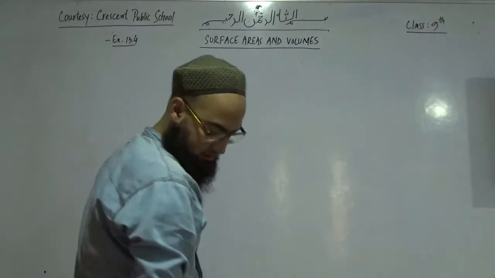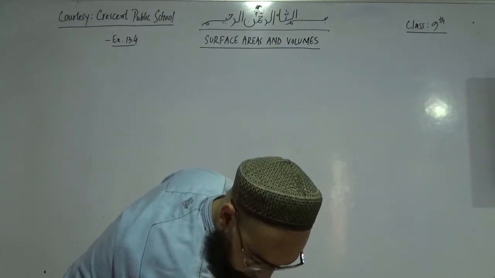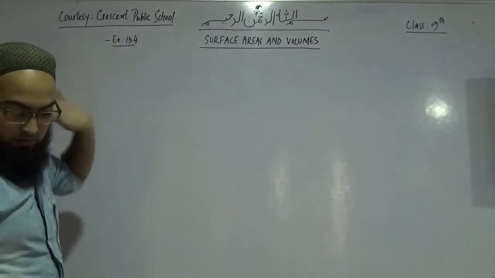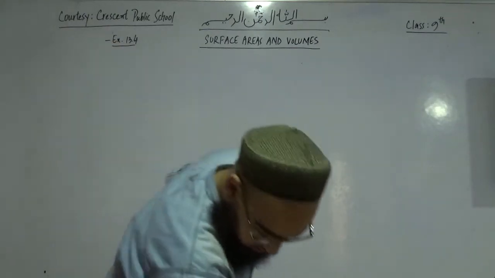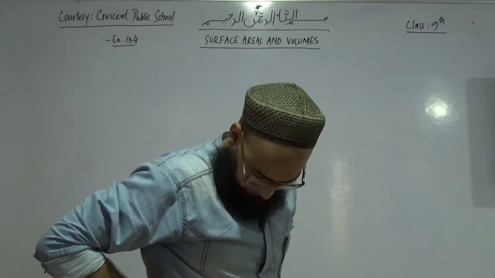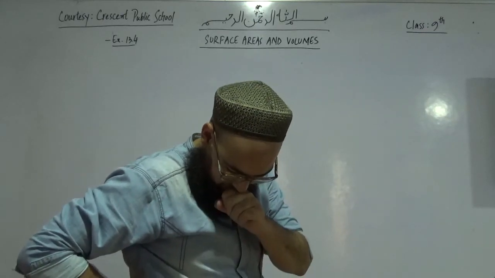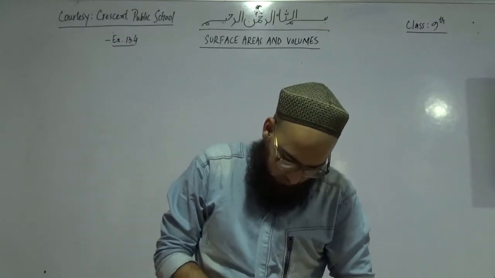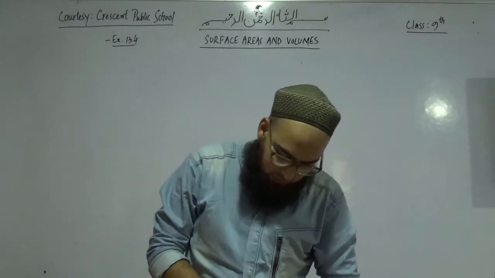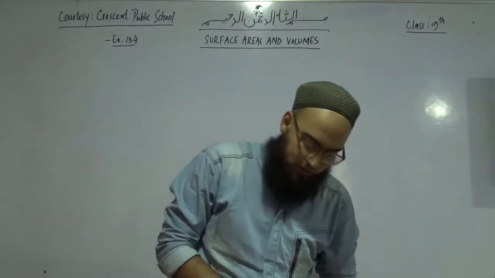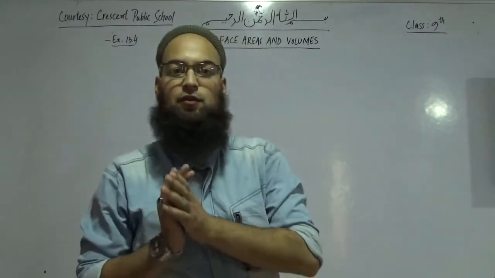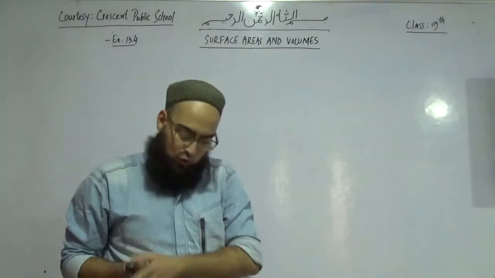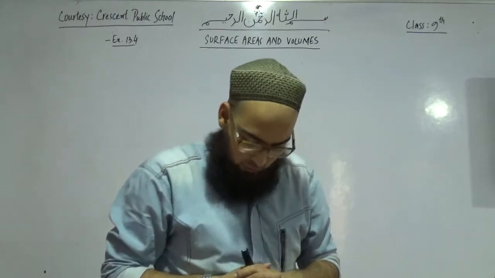Now let's have the next question of exercise 13.4. Question number 6. Find the radius of a sphere whose surface area is 154 square centimeter. Now you need to find the radius of a sphere. Surface area is given. Follow the formula of surface area of sphere, that's 4 pi r square. Equate it to 154, you'll get the radius.